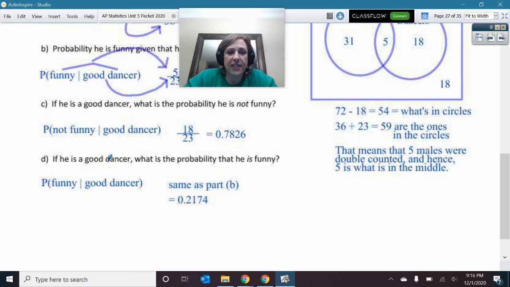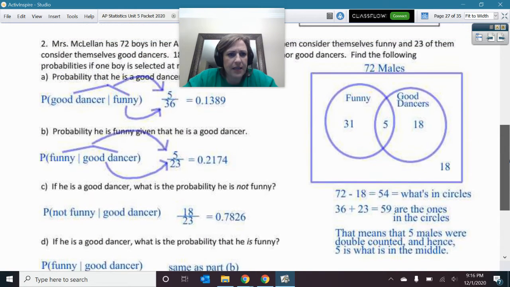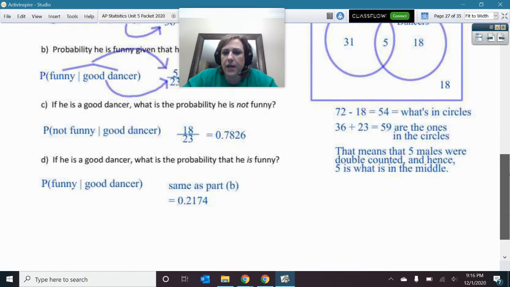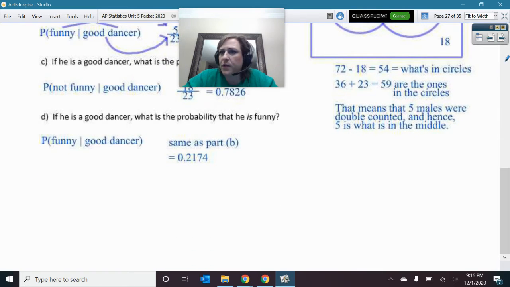All right, and then if he's a good dancer, what's the probability that he is funny? Is that not the same, right? That is the same as this one, just worded in different ways. Okay, all right, then let's go on to the next one.